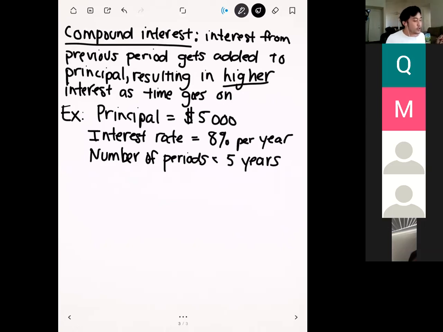Okay. And so same thing, we want to calculate how much money our friend is going to give us at the end of 5 years. But instead of a simple interest formula, we're going to use compound interest. Okay, so I think the best way to illustrate this is with a table. So let's go ahead and do that.